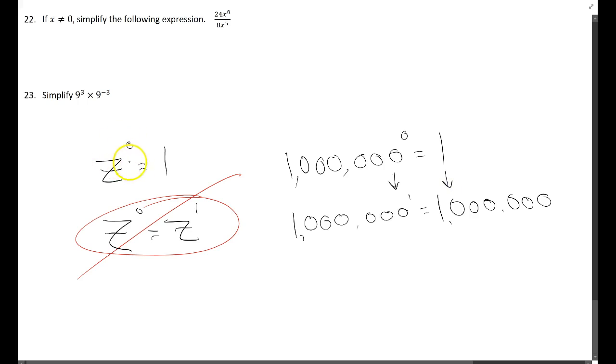So when you have something to the 0 power, the whole thing is equal to 1. This whole thing disappears and it equals 1. A number to the 0 power is equal to 1. It is not equal to that number to the first power. Hopefully this has been helpful. If you do have any questions, please feel free to raise your hand.